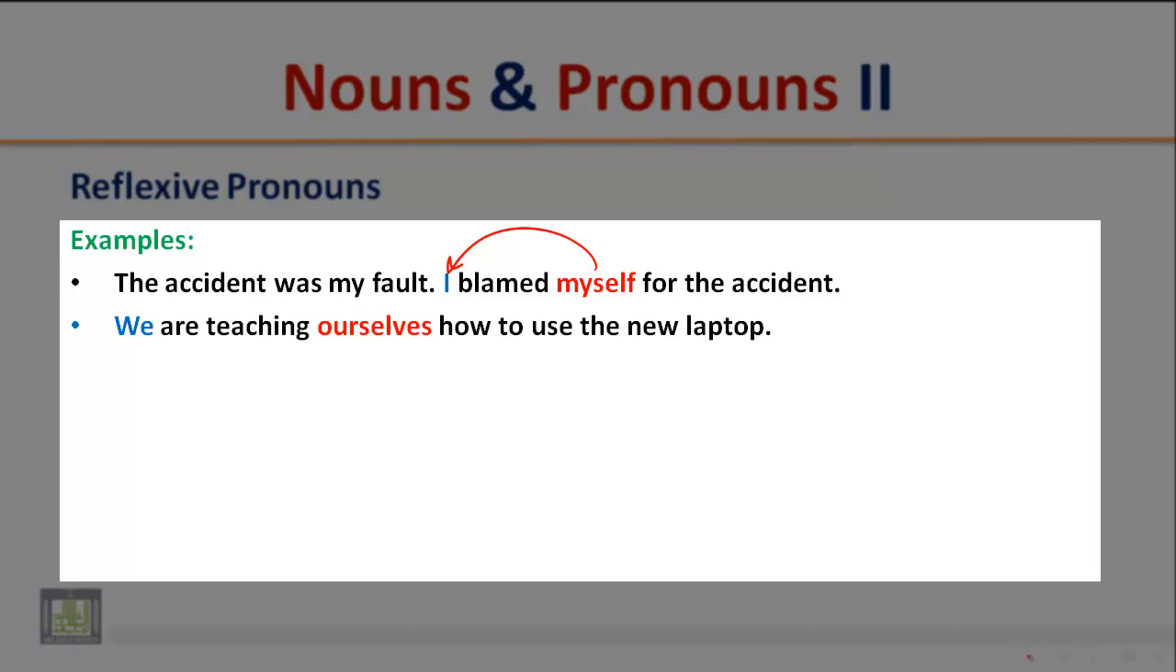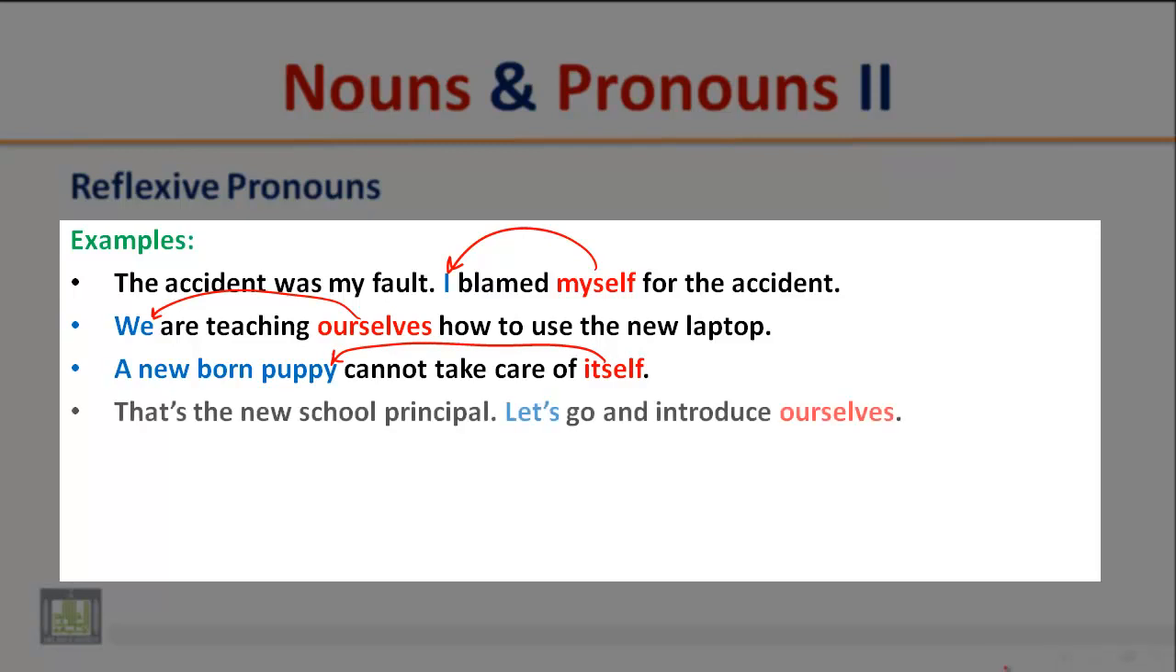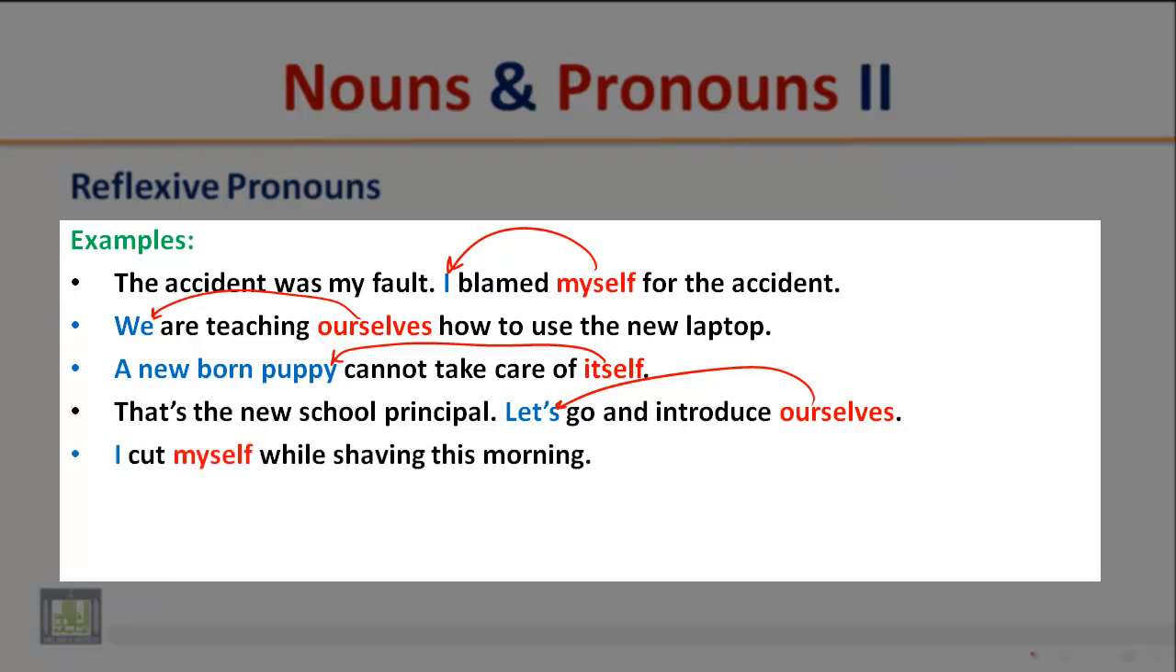We are teaching ourselves how to use the new laptop. Ourselves refers to we. A newborn puppy cannot take care of itself. Itself refers to puppy. That's the new school principal. Let's go and introduce ourselves. Ourselves refers to let's. I cut myself while shaving this morning. Myself refers to I.